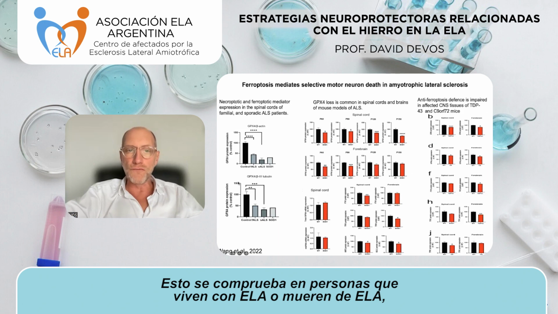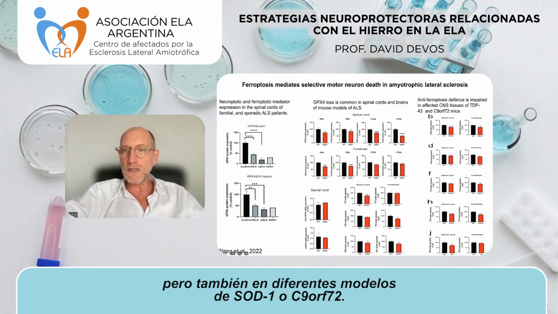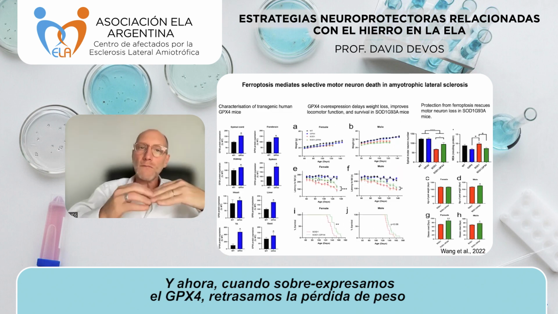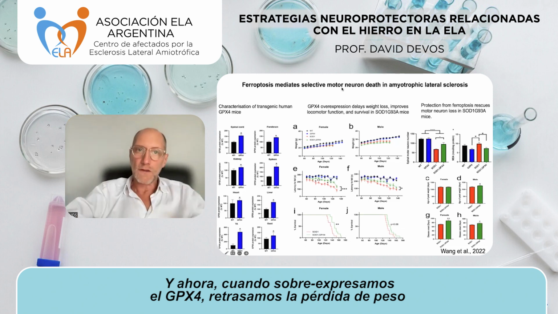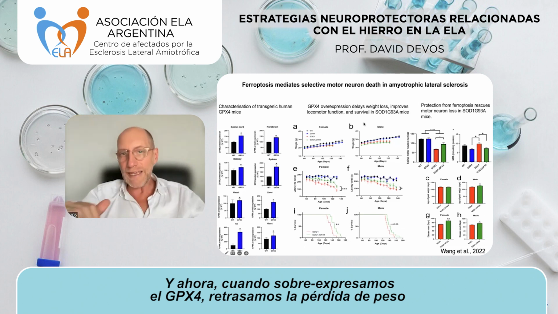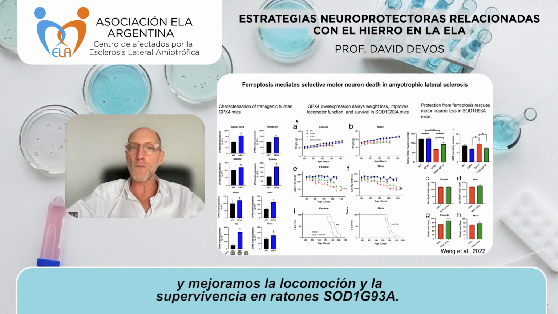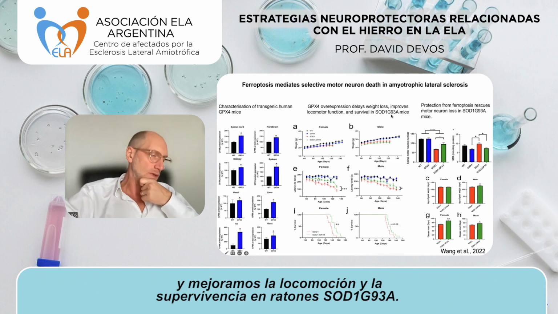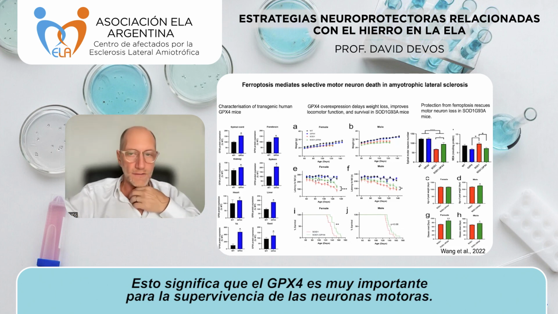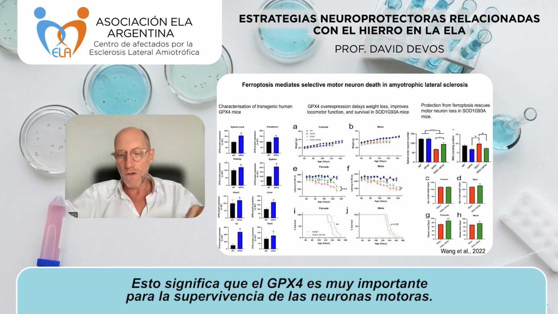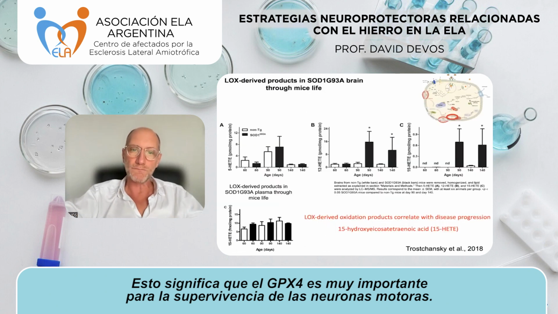And this is true for people having ALS, dying from ALS, but also in the different models of SOD1, the different models of C9orf72. And when you now overexpress GPX4, you delay the weight loss, and you improve locomotion and survival in SOD1 G93A mice, meaning that GPX4 is really important for motor neuron survival.